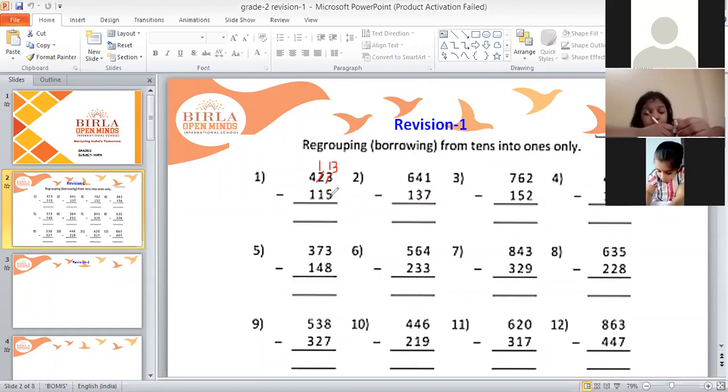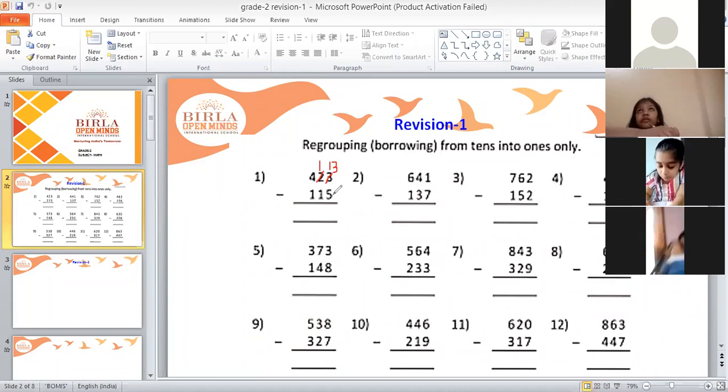So what will we do? We will start counting after 5 and we will count till 13. So we'll take out our fingers. After 5, we'll count 6, 7, 8, 9, 10, 11, 12, 13. So how many fingers? 8 fingers. So this means 13 minus 5 is 8. So we will write 8 in ones place.